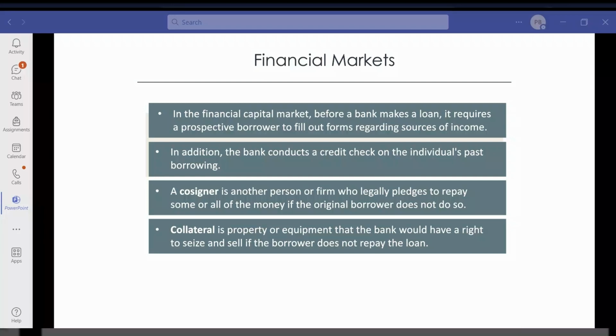Okay, moving on to financial markets. In the financial capital market, before a bank makes a loan, it requires a prospective borrower to fill out forms regarding sources of income. In addition, the bank conducts a credit check on the individual's past borrowing.